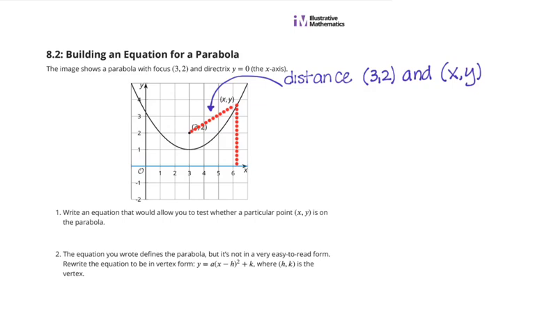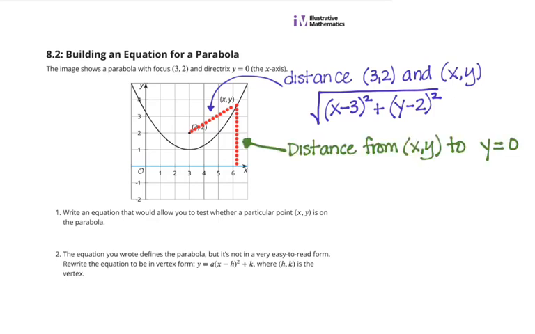So the distance between the point 3, 2 and the point x, y would be to subtract the x's and then subtract the y's and square them. So that's what I did. I took x minus 3 and then y minus 2, squared those, and then add and take the square root. But this distance here is the distance from the point x, y to the line y equals 0.